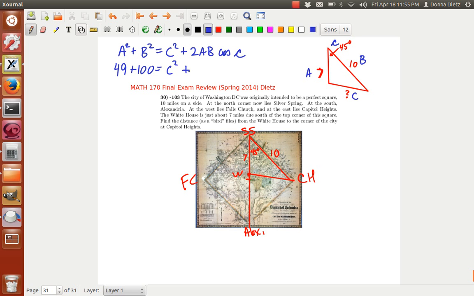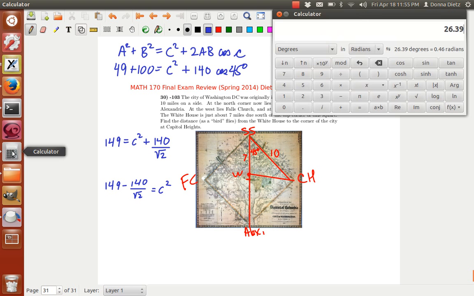Plus 2AB, so that's 140, right? Because 70 times 2 is 140. Cosine of 45 degrees, this particular one we know. Cosine of 45 degrees is 1 over root 2. Okay, so let's take this a little further. 149 equals C squared plus 140 times 1 over root 2. Right? 149 minus 140 over root 2 is equal to C squared.